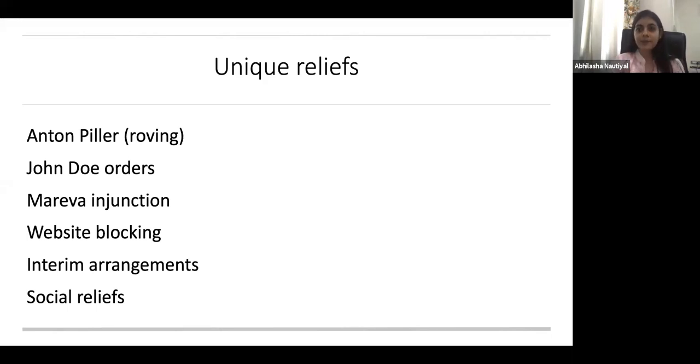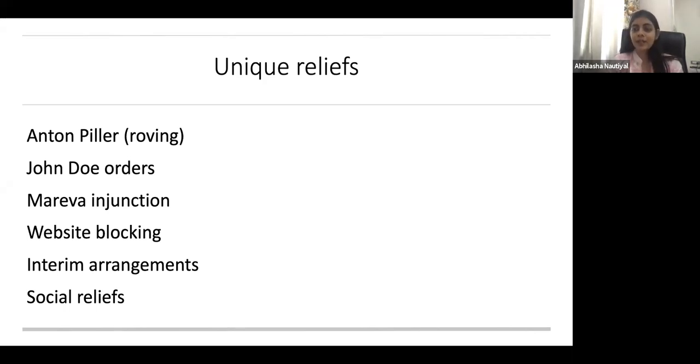Website blocking, and this is becoming more and more important in today's day and age. Again, the law on website blocking has evolved quite a bit over the last few years. Can you get an injunction against a specific URL versus can it be an injunction against the entire website? There are principles that are laid down by courts, including the Delhi High Court. In what situation can an entire website be blocked versus in what situation can only a URL be blocked?